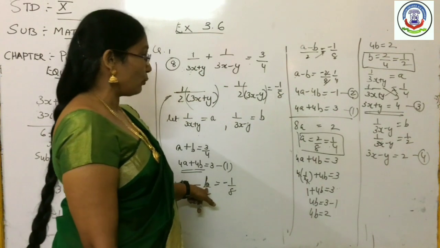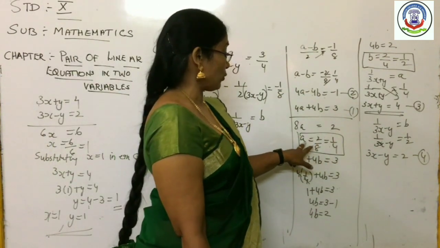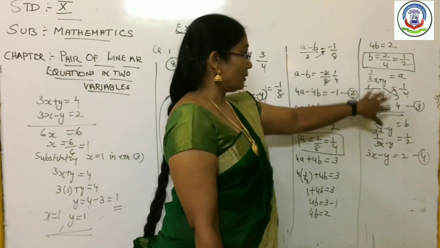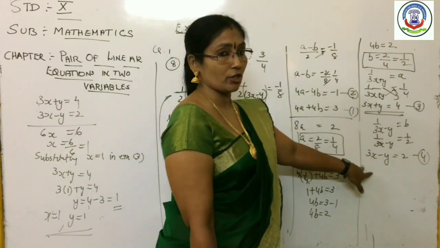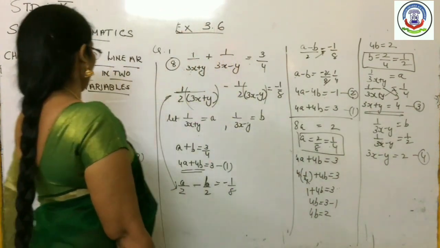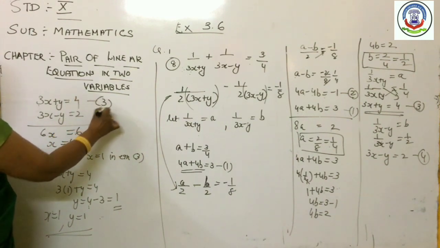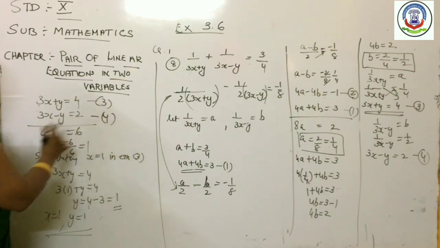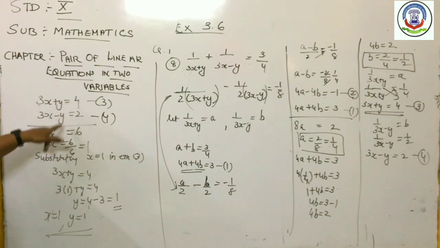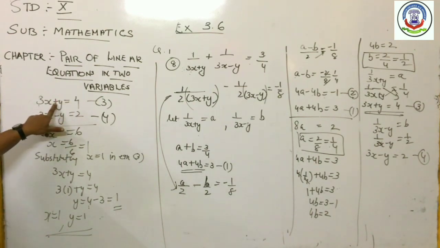Already the first 2 linear equations were there. From there you got the values of the variables a and b. From there again you have got 2 more equations. That is also linear only, but in x and y. Now the final step: the 2 equations, that means 3x plus y equal to 4 and 3x minus y equal to 2. This one you have to solve again by addition, because the coefficients of y are equal here. One is plus and one is minus. Therefore you can add it.